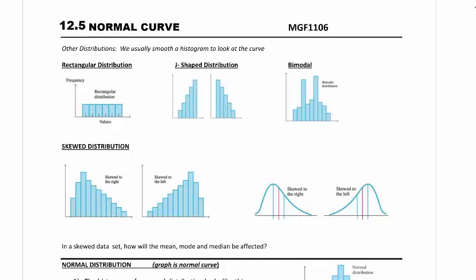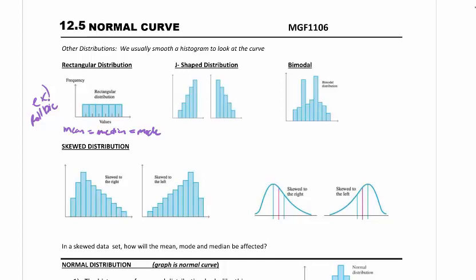So the first one is a rectangular distribution. This is where the mean would equal the median, which would equal the mode. The example here would be if you roll a die. As long as we figure that the die is a fair die, every single number we should expect to happen the same amount of times, equally. So this would be a rectangular distribution because each value we'd expect to have the same exact amount.